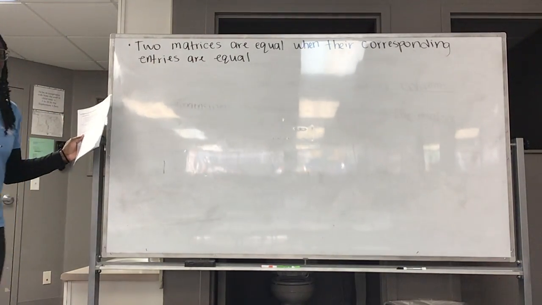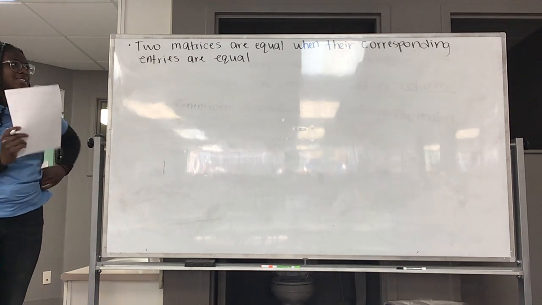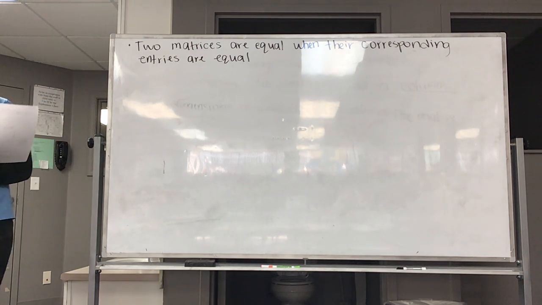So here's our first kind of rule. Two matrices are equal when their corresponding entries are equal. You might actually see one like this on the ACT. We're going to do a practice one, but I'll show you what I mean with an example.